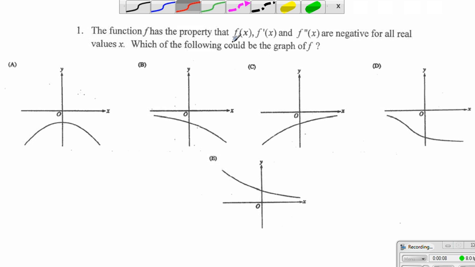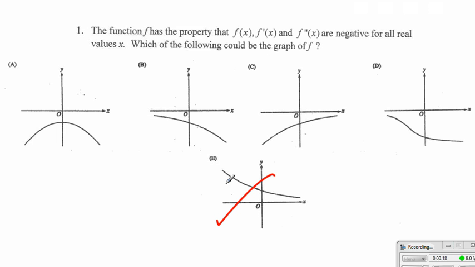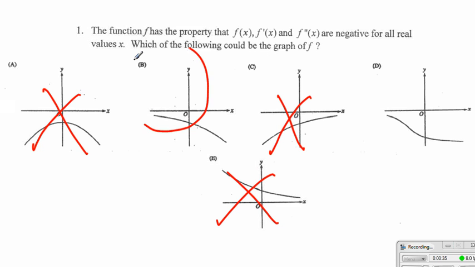Given that f of x, f prime of x, and f double prime of x are all negative, what does that mean? First, f of x is negative, that means the graph has to be below the x-axis. So therefore this cannot be it. F prime is negative, that means it has to be a decreasing function. That means these two cannot be it. Now, the second derivative is negative, then throughout everything it has to have negative concavity. Here is the positive concavity. Therefore, the only correct answer will be choice B.